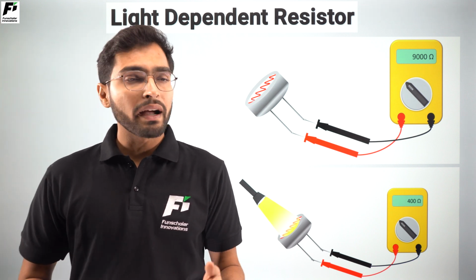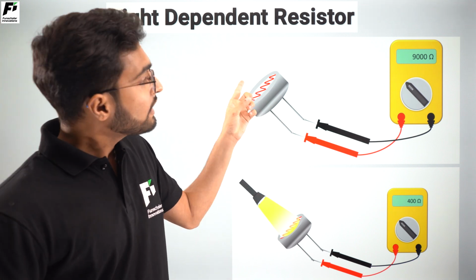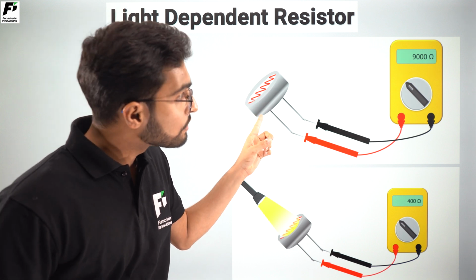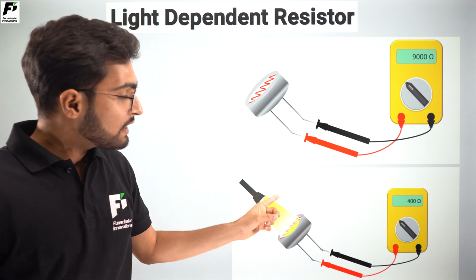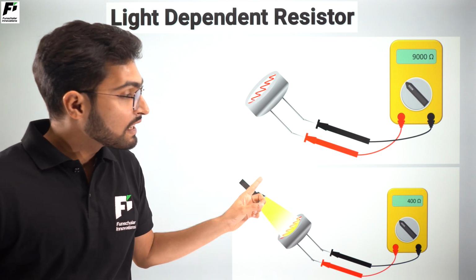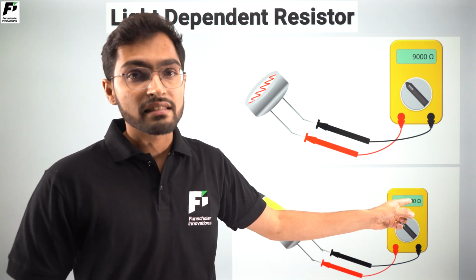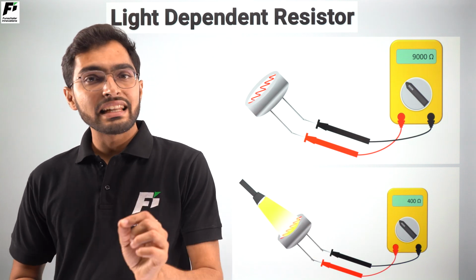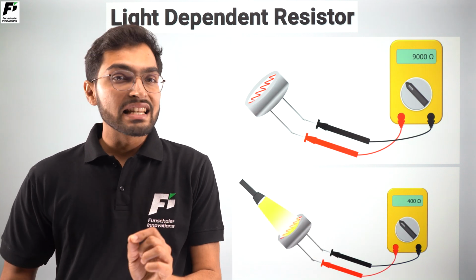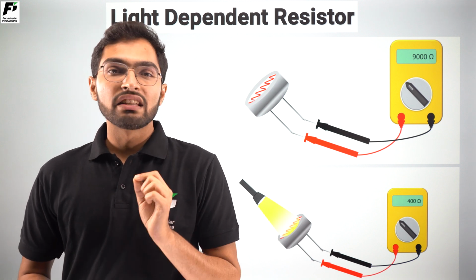This can be understood by this picture here. When the light falling on the LDR sensor is low, then its resistance is 9000 ohms. But when the light is falling on the LDR sensor, then its resistance decreases and it goes down to 400 ohms. So now we understand that the resistance values of the sensor change as the intensity of light changes.